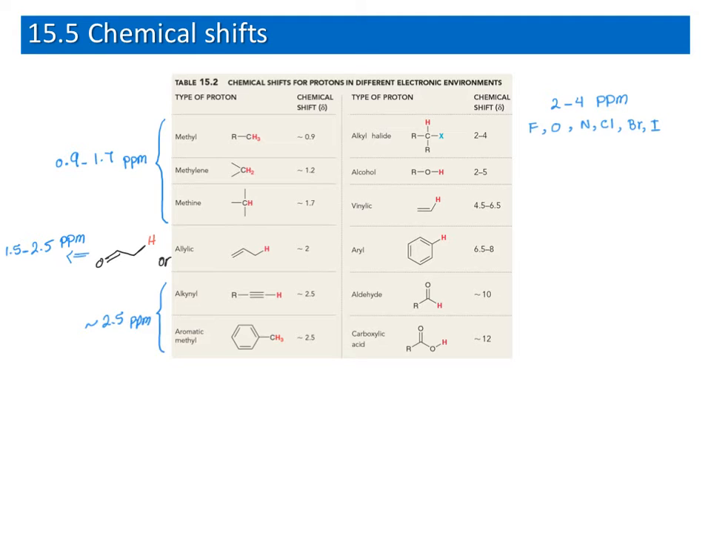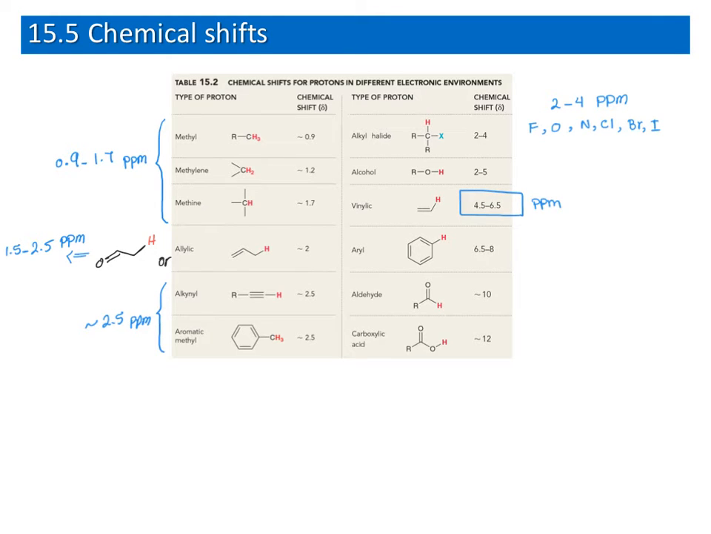Now the alcohol can appear between 2 to 5 ppm. I'm going to talk about that specifically in the following slides. The next important functional group is the hydrogen that is connected to an alkene, hydrogen connected to the double bond. So you expect to see that somewhere between 4.5 to 6.5 ppm.